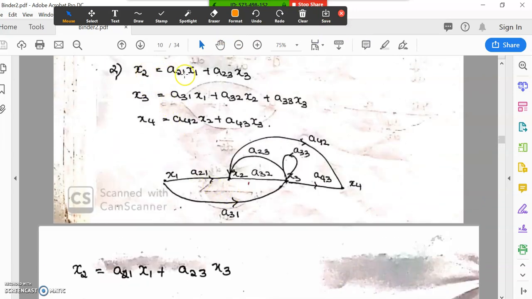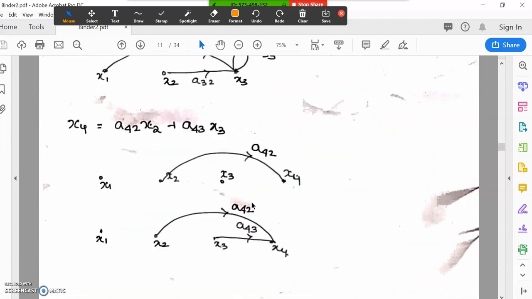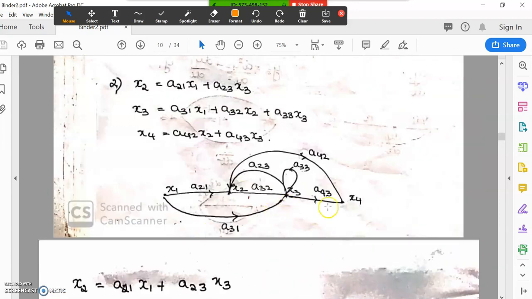x2 is a21 x1 plus a23 x3. Again here also, I want you to do these equations, and the last diagram will be this one. Individually first you have to draw like this, and finally draw the last final diagram using all the three equations.